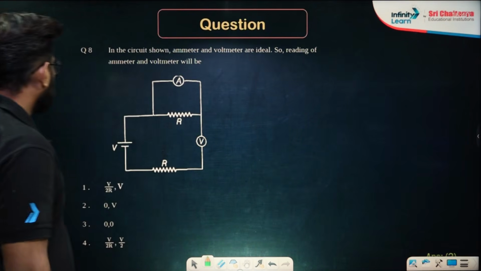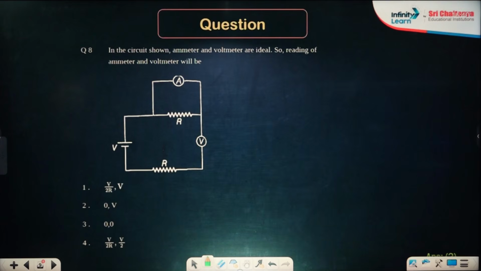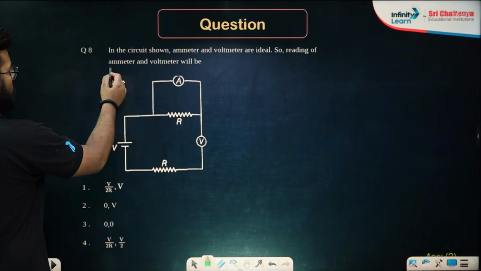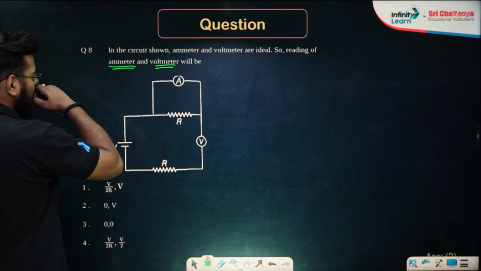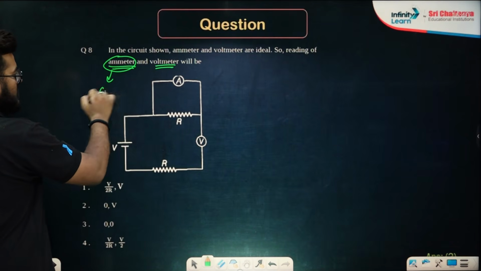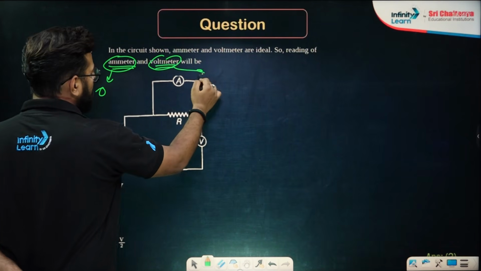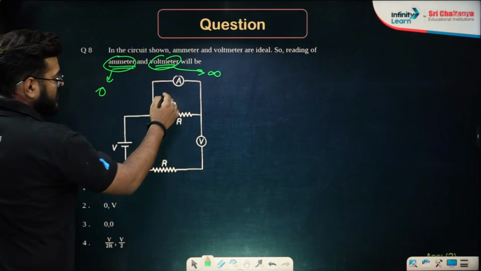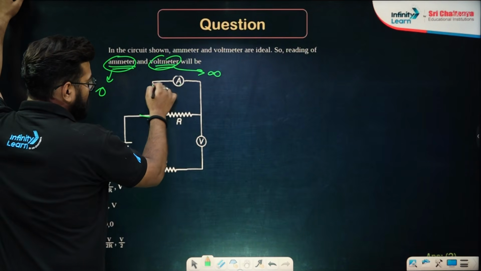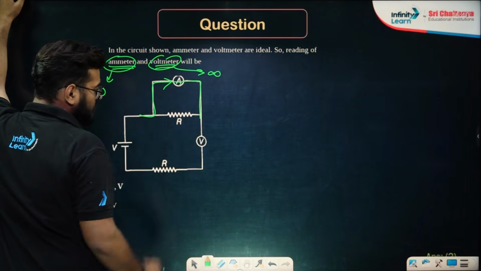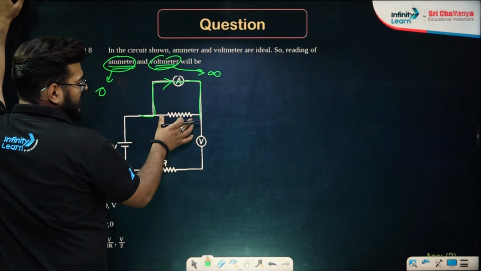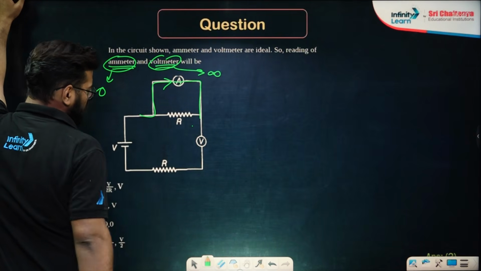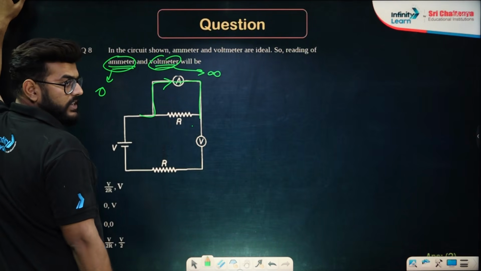Let's move ahead for the next one. In the circuit shown, ammeter and voltmeter are ideal. So the reading of ammeter and voltmeter will be, see, an ideal ammeter has 0 resistance. And an ideal voltmeter has infinite resistance. So if there is 0 resistance over here, that means the entire current will flow through this. Correct? That means no current will flow through this. Entire current will flow through this. Correct? But the point is, will there be any current?